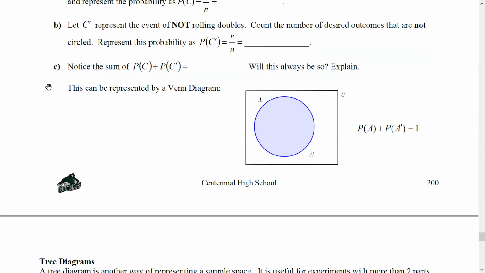Take a peek at our Venn diagram. This highlights exactly what we're looking for. If here is getting doubles, and on the outside is not getting doubles, if I add these two regions together, there's not doubles, here's doubles. If I add these two regions together, there's nothing blank. Everything is accounted for, 100% of my items. So yes, this must always be true.